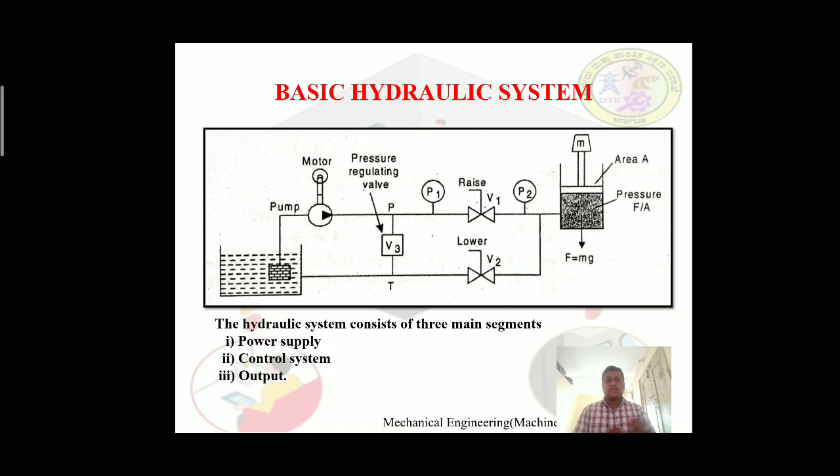Let's start. The hydraulic system consists of three main segments. One by one we are going to discuss. The first one is the power supply. The power supply segment, which is the source of power, consists of the prime mover and pump. The fluid from the pump passes through a filter. The filter is an element used to remove foreign contaminants or foreign particles from the fluid. Because of that, it keeps the fluid system clean and efficient, and also avoids damage to the actuators and valves.